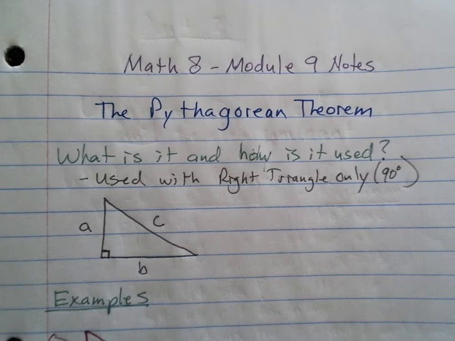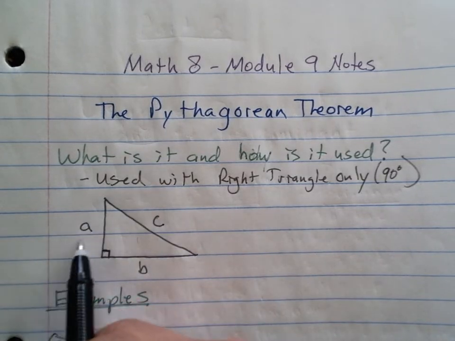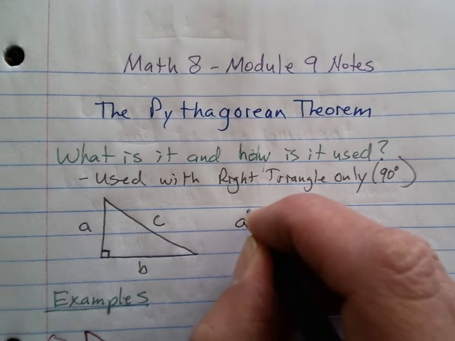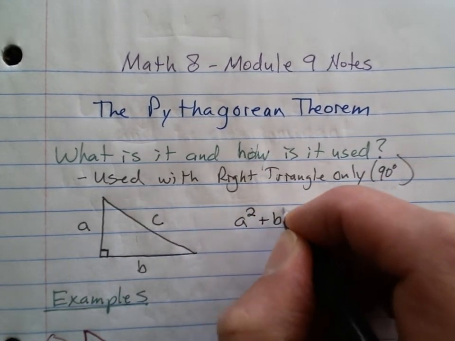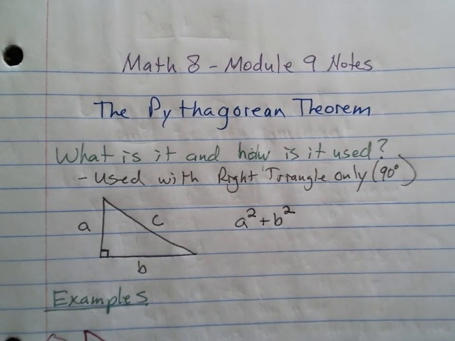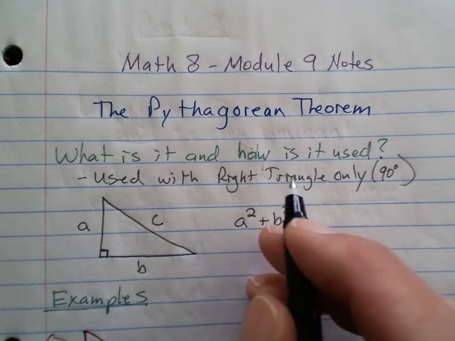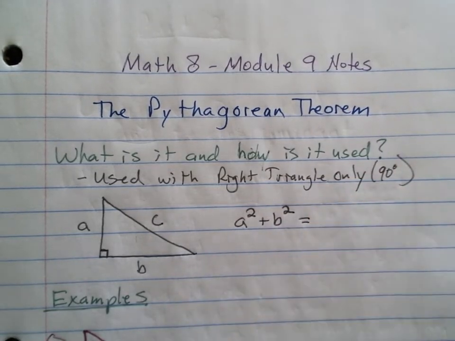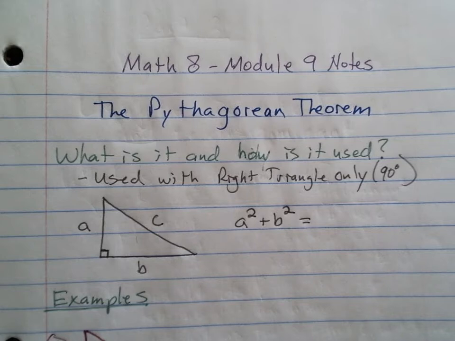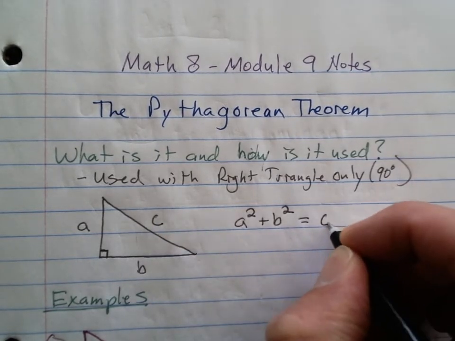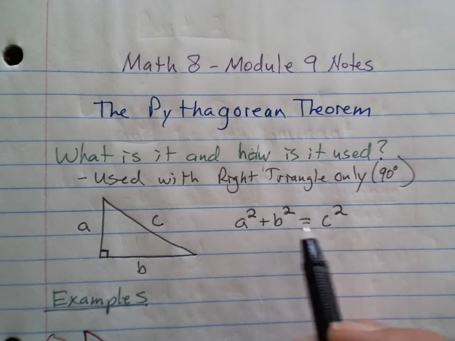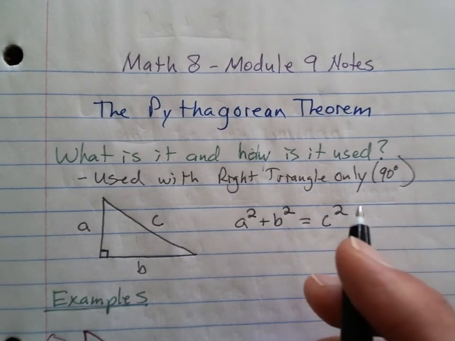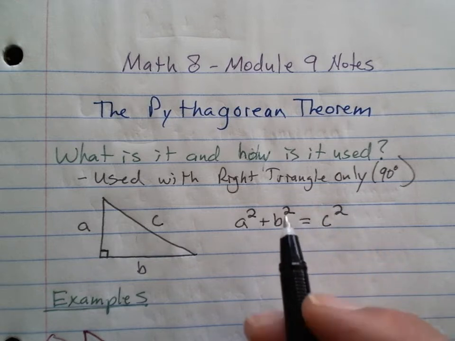It always works. If you take this side, A, and you square it, and then you take this side, B, and add it to side A squared. So you square B and square A and add them together. So A squared plus B squared is always, every single time, going to equal the hypotenuse squared. So this right here is the Pythagorean theorem, and it works every time with every right triangle. And that's what's remarkable about it.